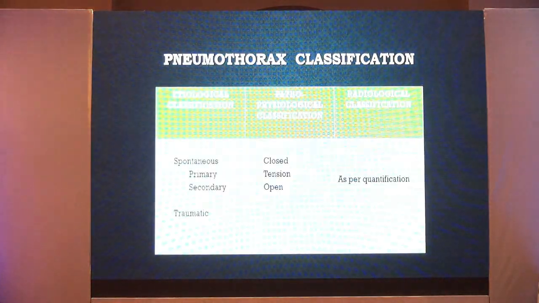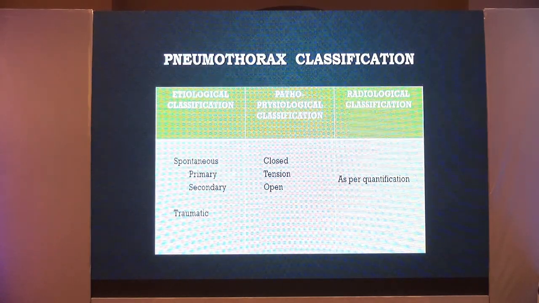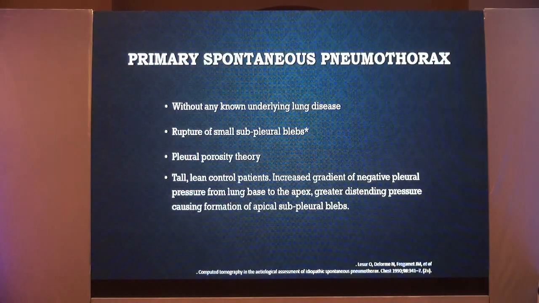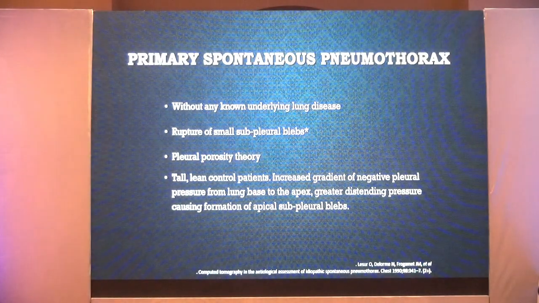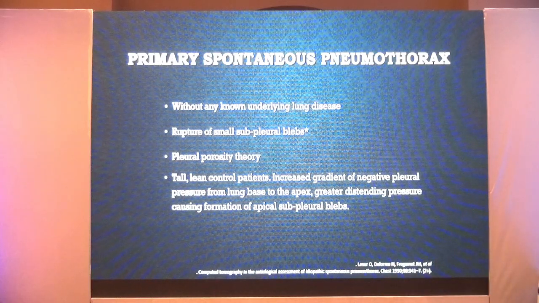And the classification, the etiological classification, here you find spontaneous and traumatic pneumothoraces, and primary is the one where you don't find a cause, where you don't find an underlying lung disease. Then the closed, tension and open pneumothorax, and then the radiological classifications. So primary spontaneous pneumothorax is pneumothorax without any known previous lung disease.